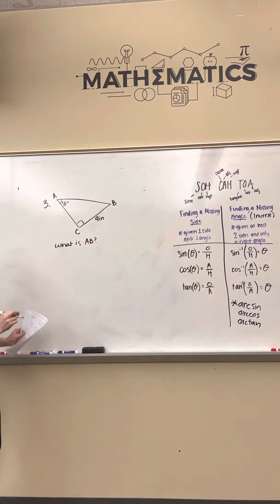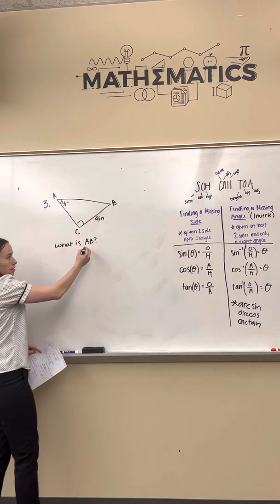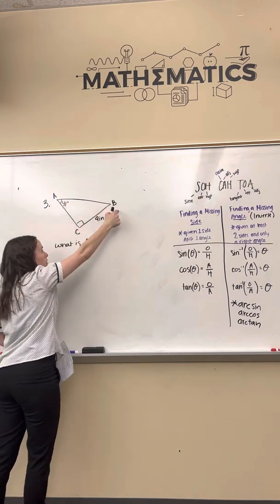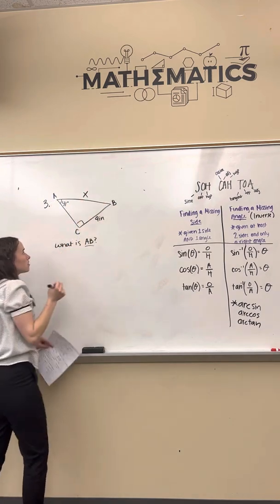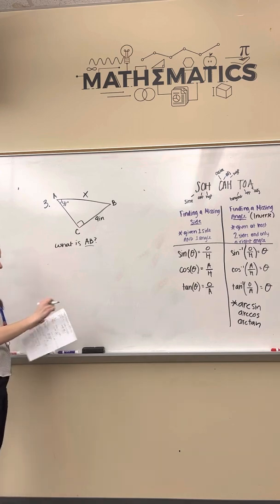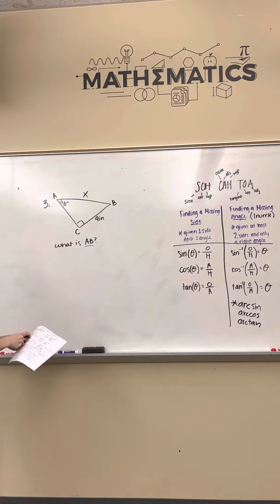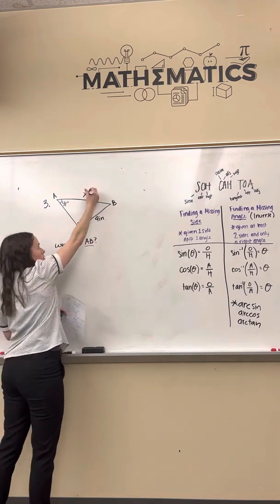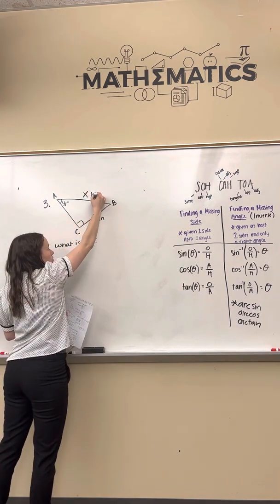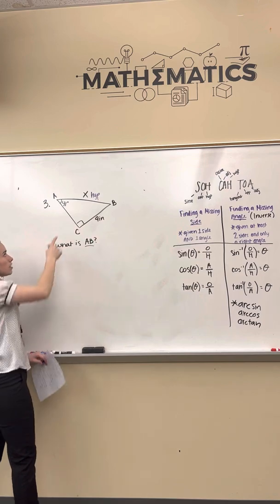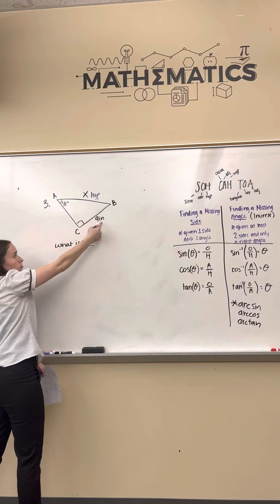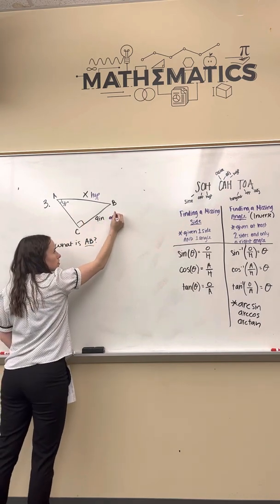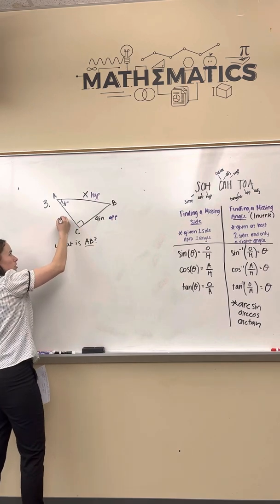Okay, so the first thing we're going to do is figure out what do we need. That's AB. Well, here's AB. We're going to call that X. The next thing we want to do is recognize which sides we have. So, first off, here's our right angle. So there is our hypotenuse. Here's our given angle. So across from that is our opposite. And next to it is our adjacent.